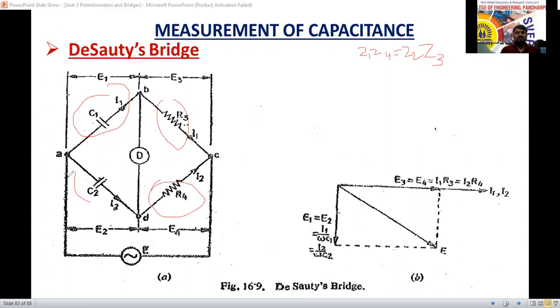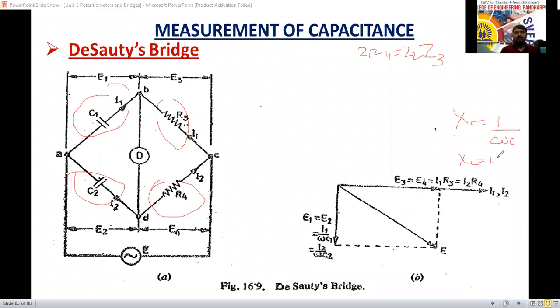Now, this is the basic concept here. The basic concept: you know that XC equal to 1 by omega C, and XL equal to omega L.